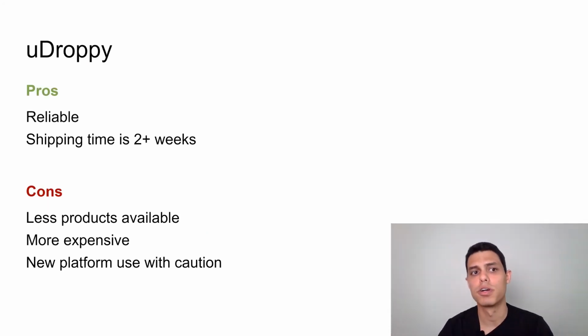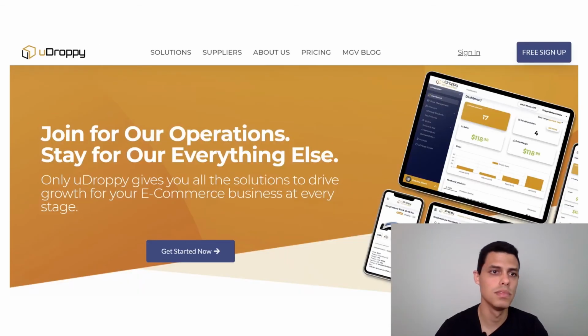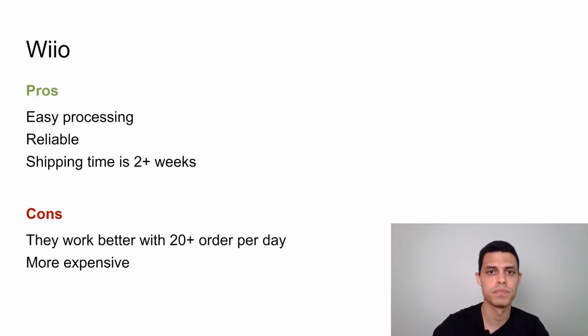Then we have QDrop, which is super reliable. You have a shipping time of 2+ weeks. And also the cons, less products available, more expensive, and also it's a new platform, so use with caution, okay? This is how the platform looks, super straightforward.